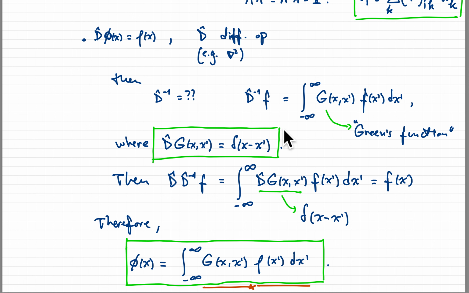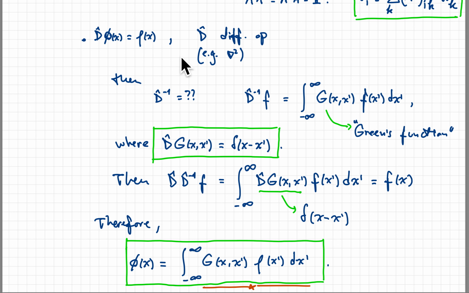In other words, if you solve this problem for g of x minus x prime, or g of x x prime, with the delta x minus x prime on the right hand side, then you can solve for any rho whatsoever, because by virtue of this equation, now applied to our case, we have that phi of x, which is the inverse applied to rho, is then equal to the integral from minus infinity to infinity of g of x x prime rho of x prime. In other words, I just rewrote this equation where now f is rho, and we're looking for phi, and so that's the solution to our problem.